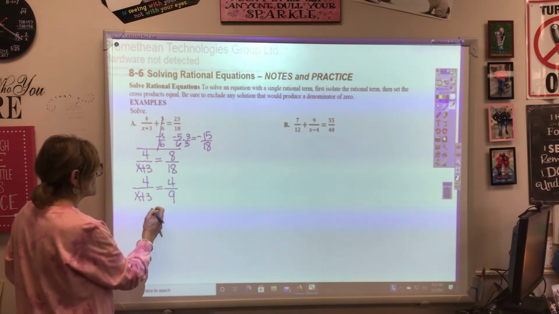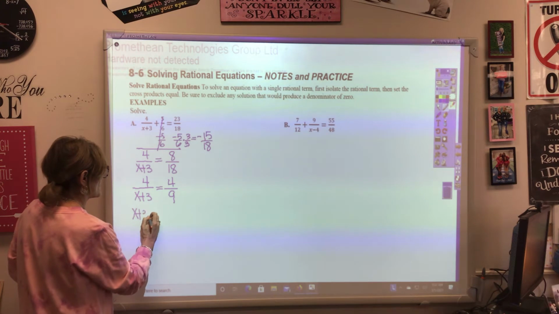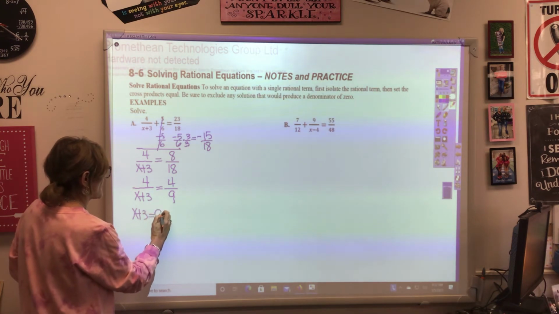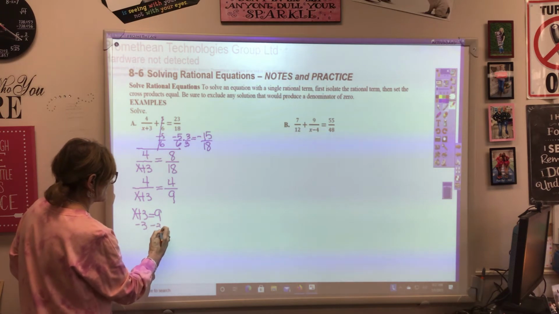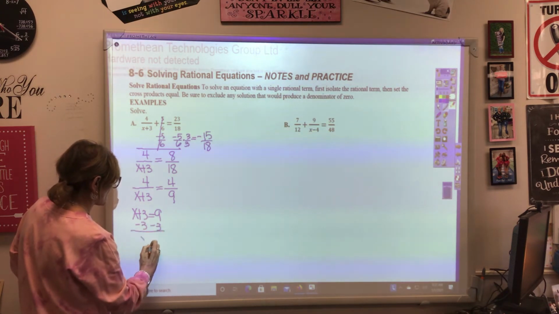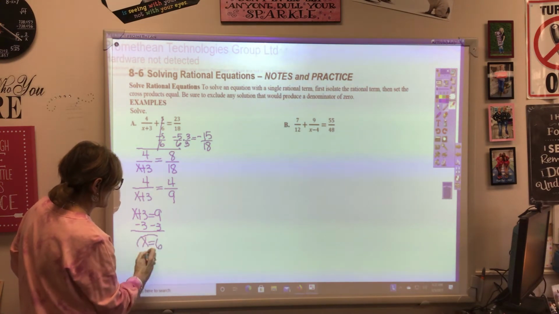So to solve this, we would do x plus 3 equals 9. Subtract 3 from both sides. x equals 6 is our answer.